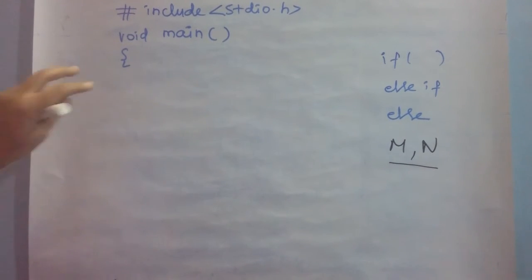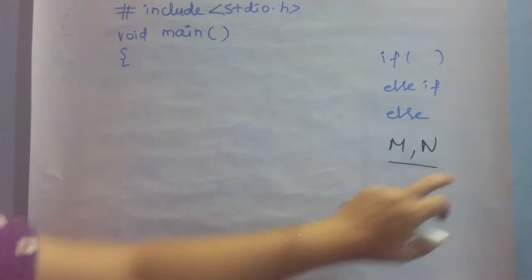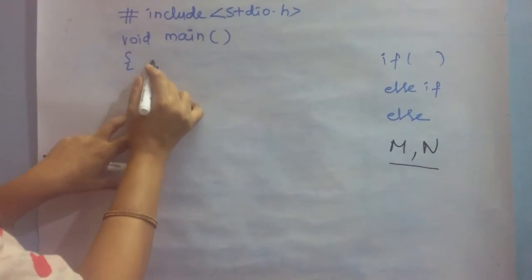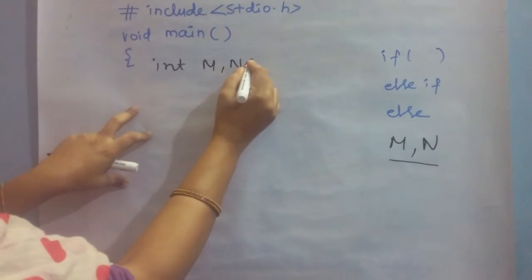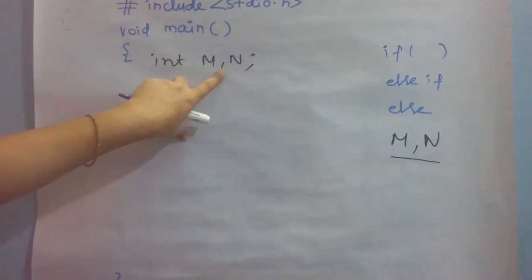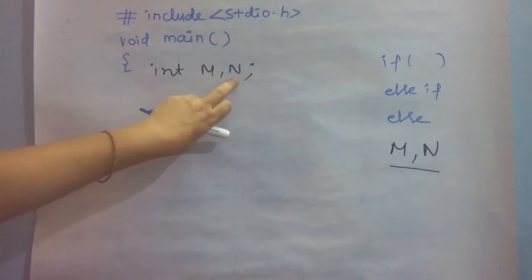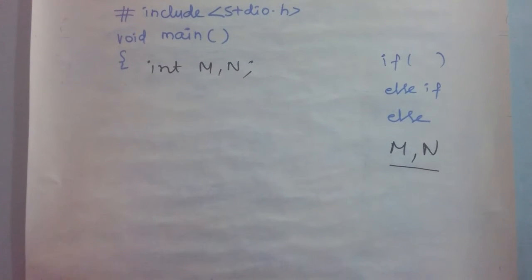Here first comes your declaration statement. What are the two variables we are going to declare? m and n. Both the variables are integer variables. So int m, n. If we have a list of variables, they are separated by commas. We have a list of two variables, m and n, separated by a comma. The semicolon is the statement terminator.